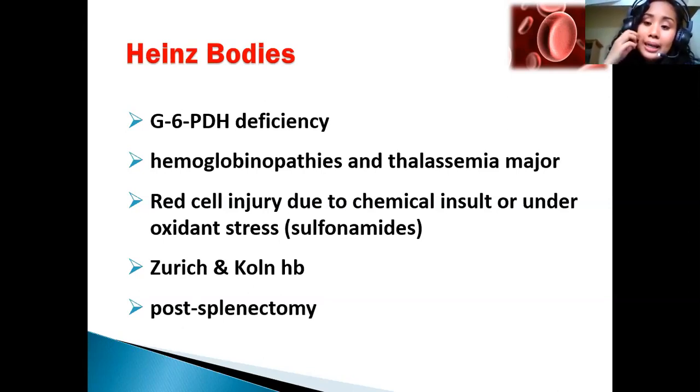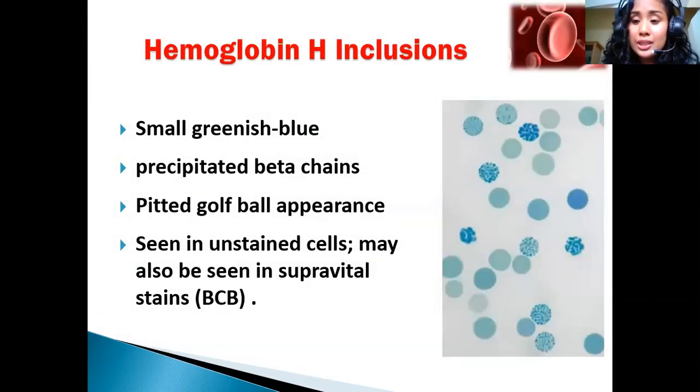So, class, apparently, your hemoglobin was oxidized. So, kailan to nangyayari? Number 1, G6PD deficiency. What else? Hemoglobinopathy. Ito, drinking sulfonamides. So, yung mga malarial drugs. Zurich and Köln types of hemoglobin, and post-splenectomy. So, the red blood cell experiences oxidative stress. Number 1, Heinz body ang magpo-produce. So, your Heinz body consists of precipitated hemoglobin. Yung hemoglobin na yun, nag-precipitate due to oxidant stress.